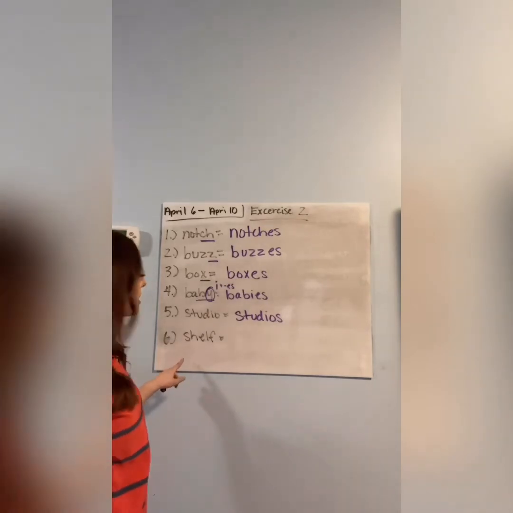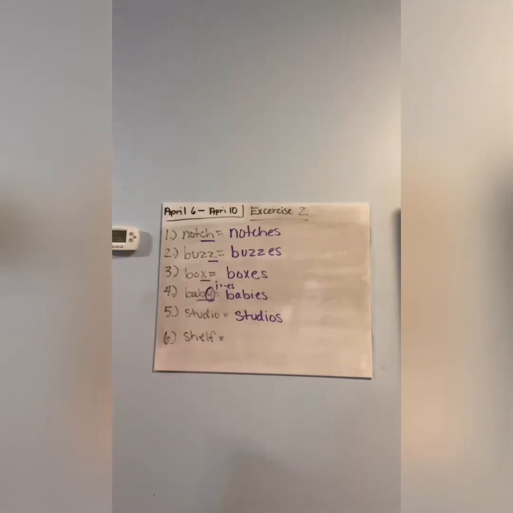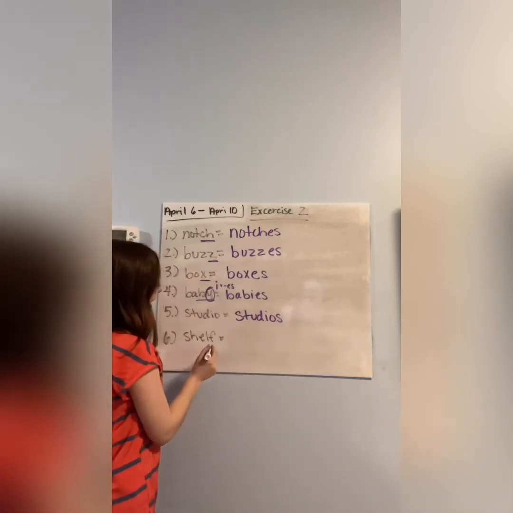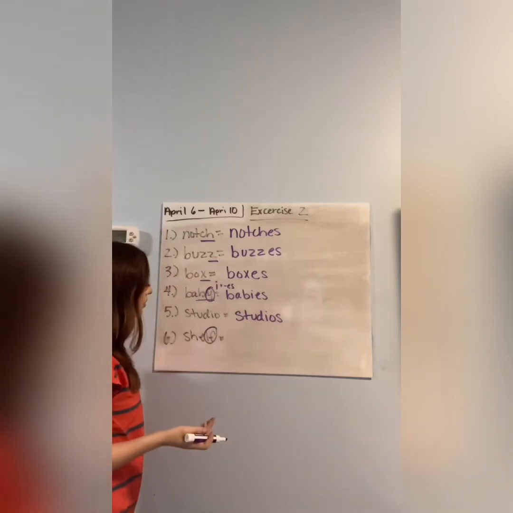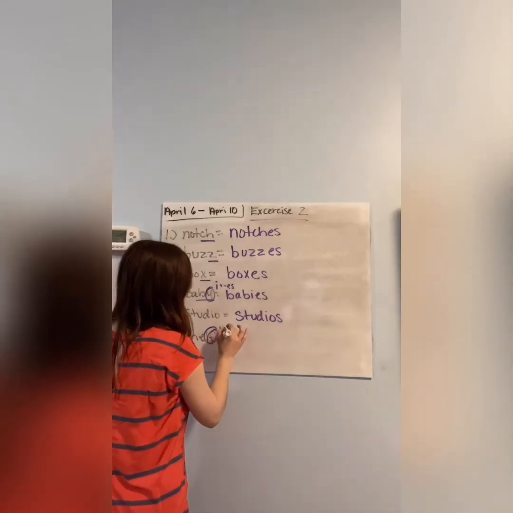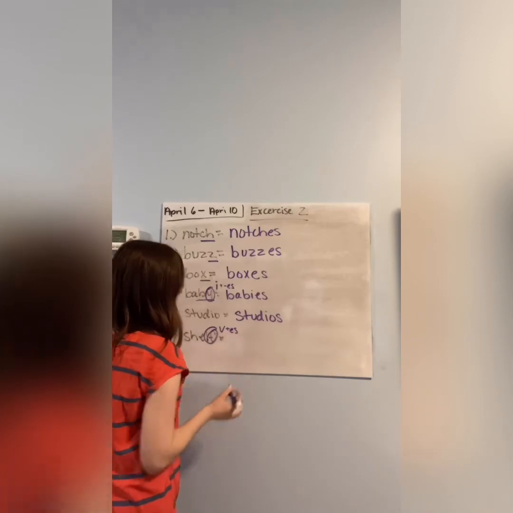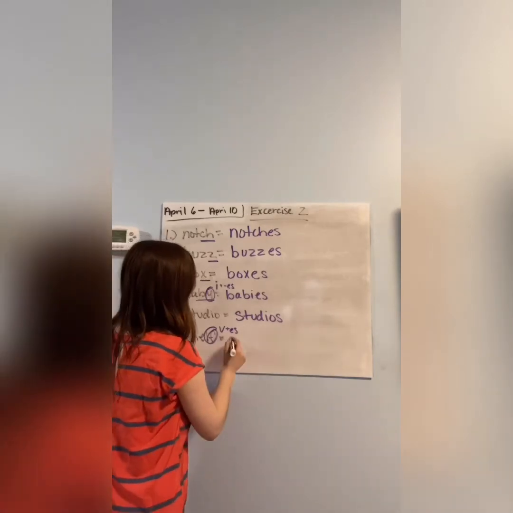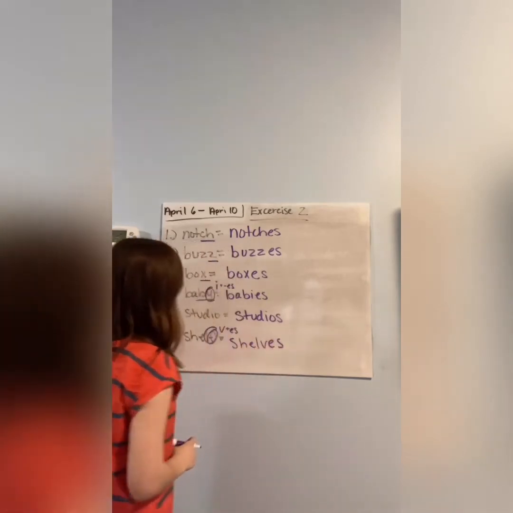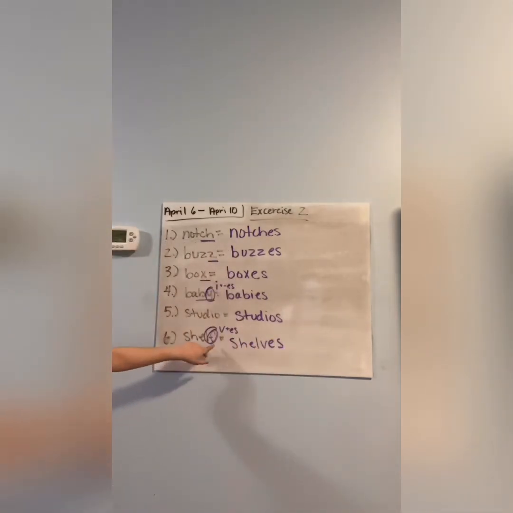Okay, for number 6, our noun is shelf. So in order to make shelf into a plural noun, let's look at the word shelf. So we have this word, it ends in an LF. So when we have a word that ends in an LF, then we would change the F to a V and add an ES in order to make it plural. So shelf would then become shelves, SHELVES, because again, shelf ended with an LF, so we had to change that F to a V and just add an ES in order to make that word plural.